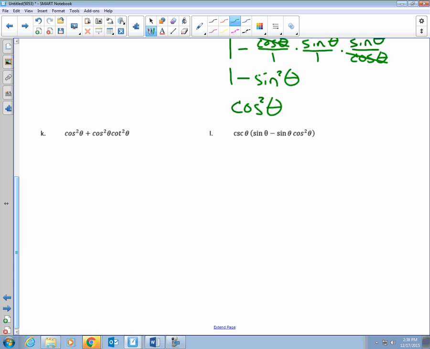Uh-oh, I feel like I have too many squareds. I'd like a 1. How can I get a 1? Special word starts with F. Very good. If I take a cosine squared out of cosine squared, I'm left with 1. Plus, if you take the cosine squared out of cosine squared cotangent squared, you're left with cotangent squared. Hey, I like that. What is 1 plus cotangent squared? Very good.